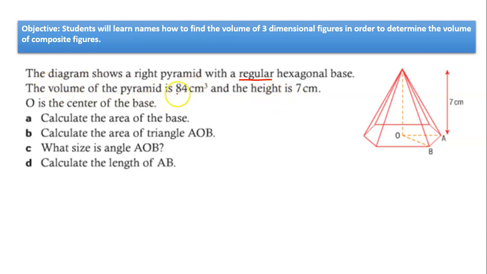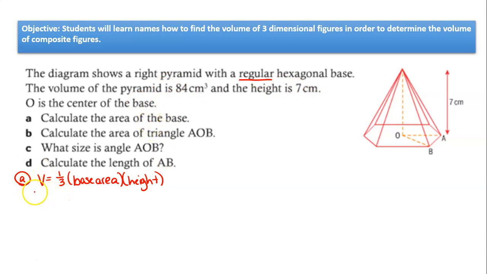O is at the center of the base, and for part A, they want us to calculate the area of the base. So when it comes to the volume of a pyramid, the formula is 1/3 times the base area times the height. Now they told us what the volume was and what the height was, and we're trying to find the base area.